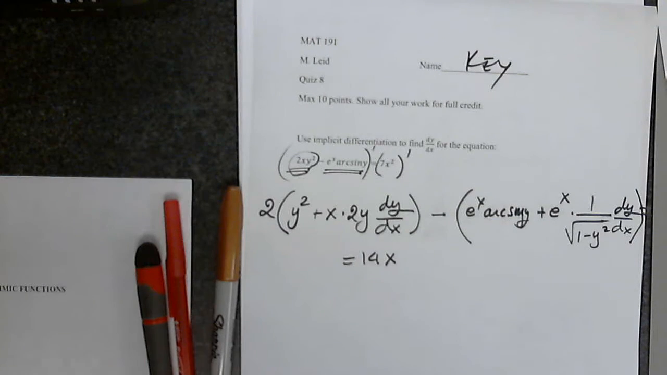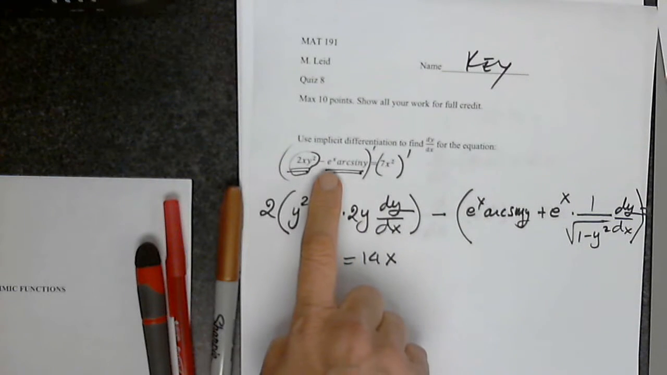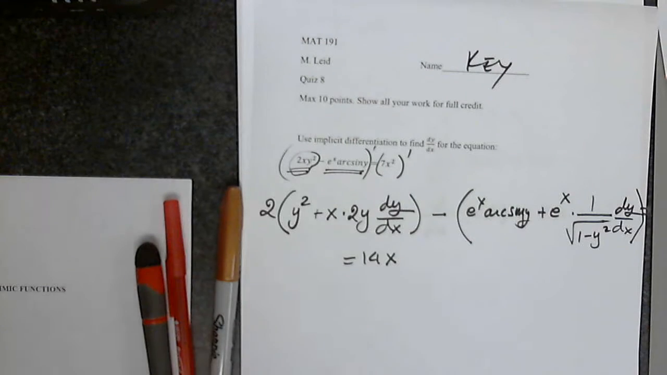Yes, Tony? I just want to double check that I understand. The second side is e to the x times 1 over the square root of 1 minus y squared times dy over dx because of the chain rule, right? Because of the chain rule. Because arc sine of a function is 1 over the square root of 1 minus the function squared times the inner function prime. Correct. Very good.